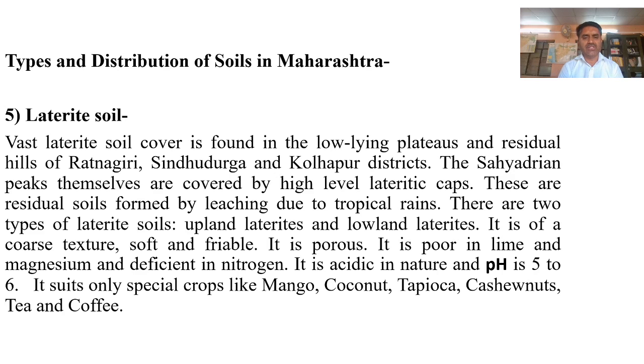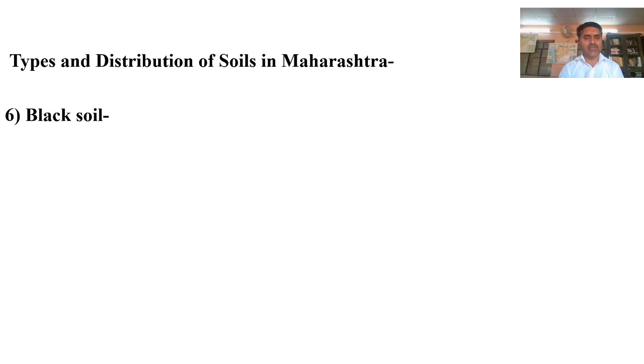And particularly these soils are found in the Sahyadri ranges, particularly in Ratnagiri, Sindhudurga, Kolhapur district, and particularly on the slopes of the Sahyadri ranges. Plantation occurs over there, and the farmers do the plantation of these plants. And the next type, that is the last one, is black soil.